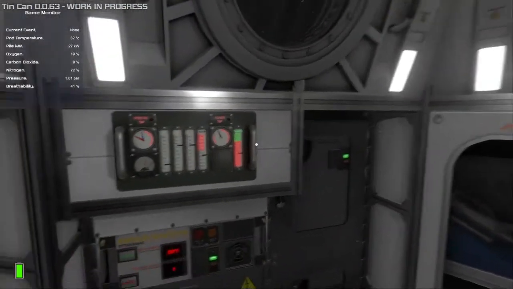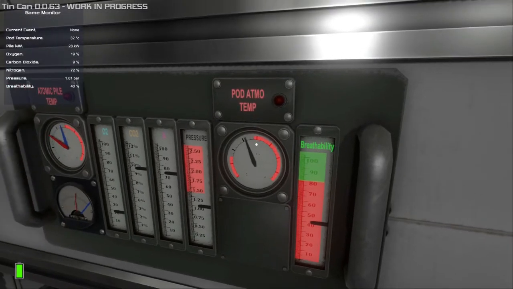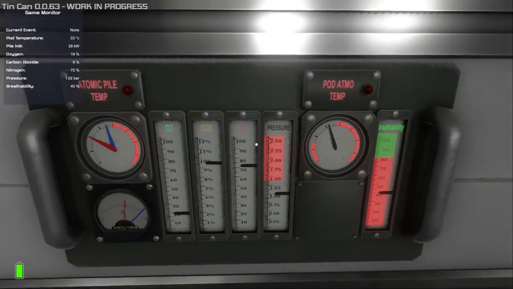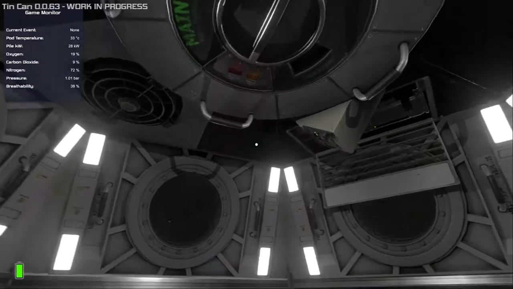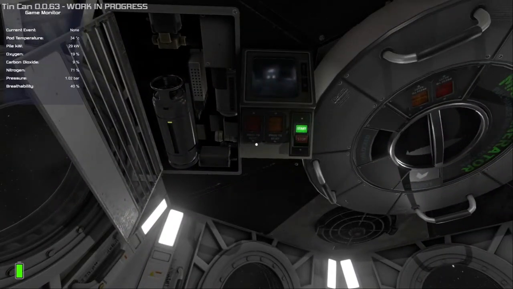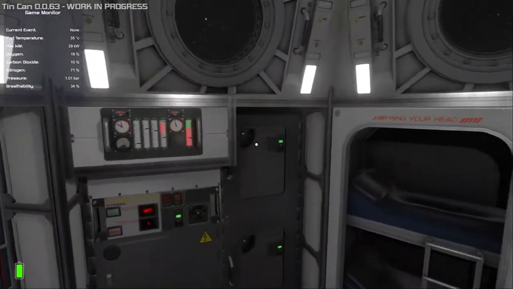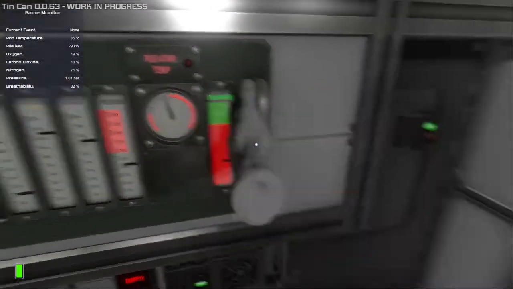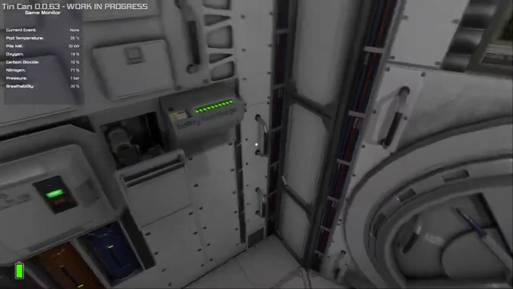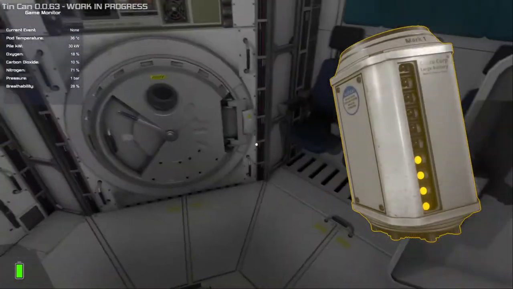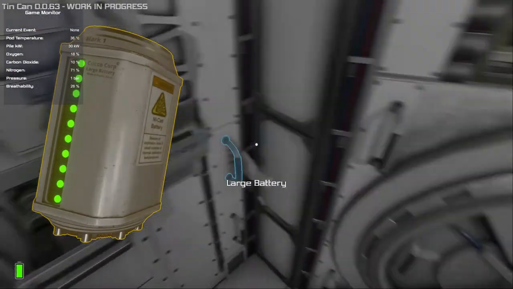Let's see if we can do one more, but you can see that the temperature is becoming a problem. Let's see if this system is still on. The monitor is not on, so I don't think the temperature is being regulated, because it is climbing and very soon it will be a problem. So we'll swap one more in. There we go.